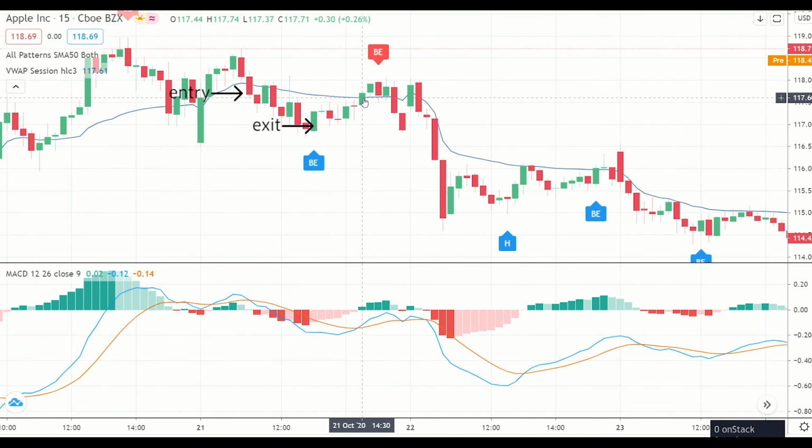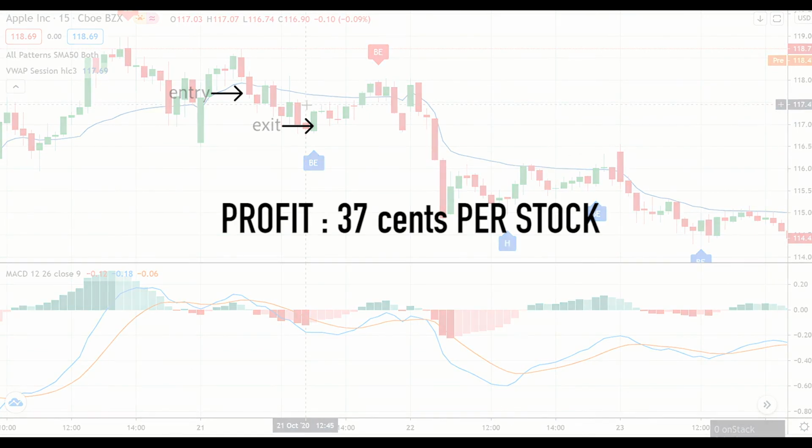So again, let's only take one trade in one direction. So we close at 117.28 and we took the trade over there at 117.65. So we get around 37 cents of profit.